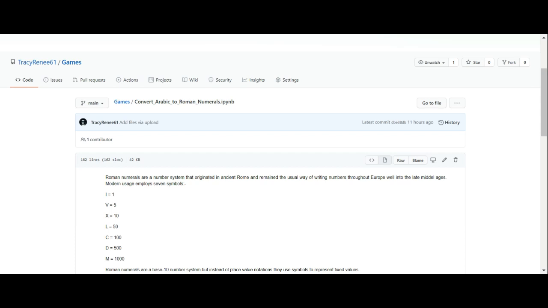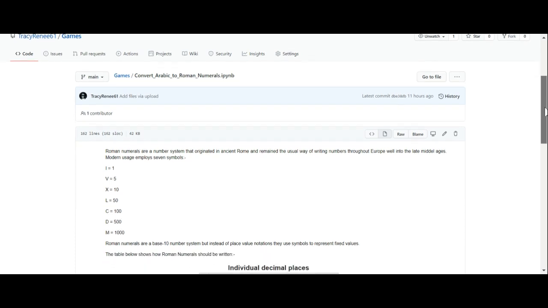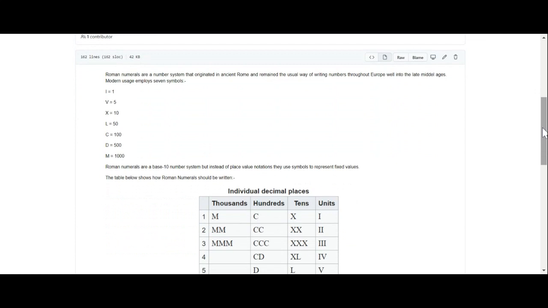And so now that I've told you about Google Colab, what we'll do is we'll actually talk about Roman numerals. Roman numerals are a number system that originated in ancient Rome and remained the usual way of writing numbers throughout Europe well into the late Middle Ages. Modern usage employs 7 symbols. So I equals 1, V equals 5, X equals 10, L equals 50, C equals 100, D equals 500, M is 1,000.